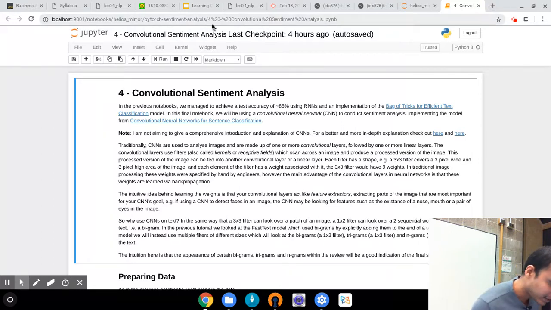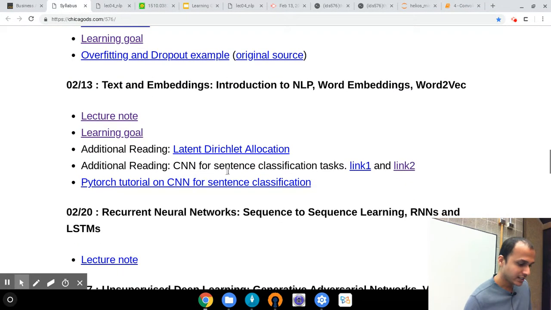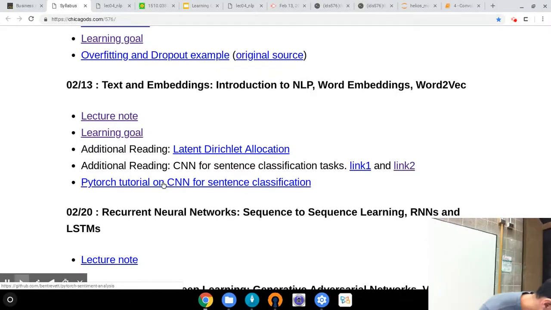Okay, so the last point is that there is actually a PyTorch tutorial by, I forget the name, Ben Trevett. There's a GitHub repo which goes through not just CNN-based sentence classification. It also looks at some more exotic architectures like RNNs and so on, which we'll see in a later class.